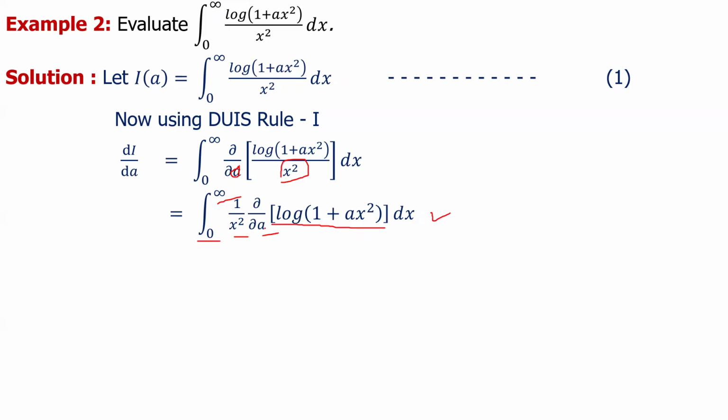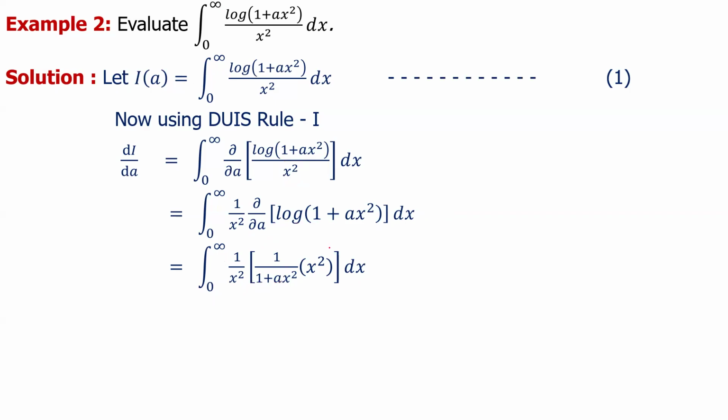Now we know that the derivative of log of a is nothing but 1/a. So this gives us the integration under the limit 0 to infinity of 1/x². The derivative of log(1 + ax²) is 1/(1 + ax²), and again the derivative of 1 + ax² with respect to a. The first term is 0 and the second is x². So we have 0 plus x², which is x², with respect to x.